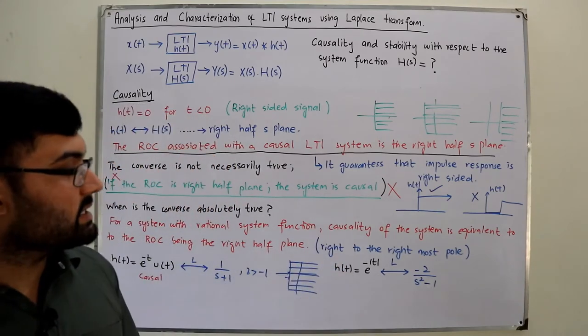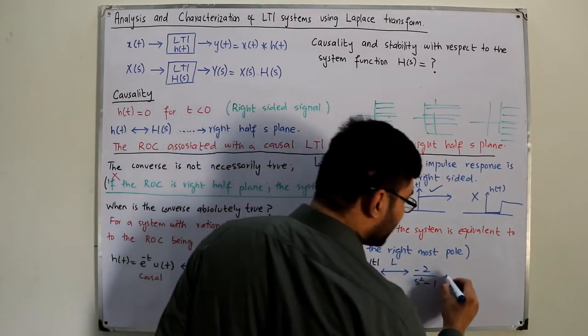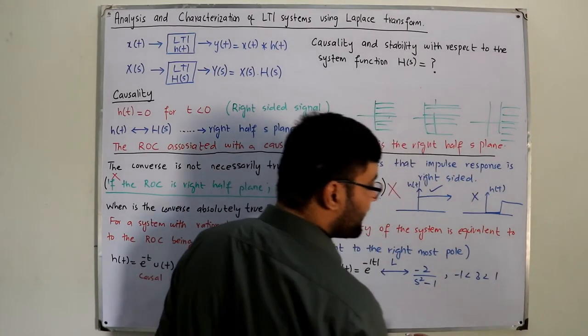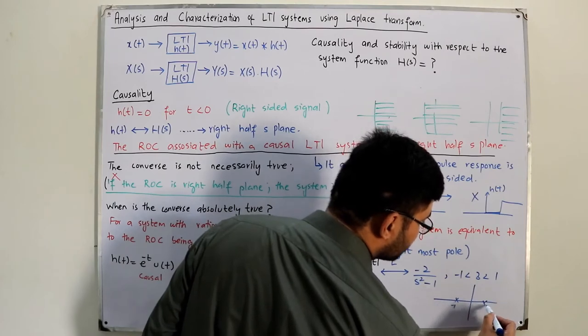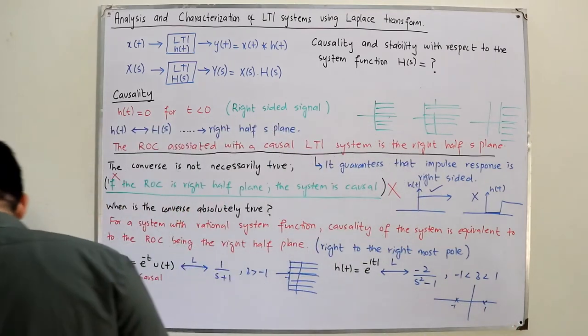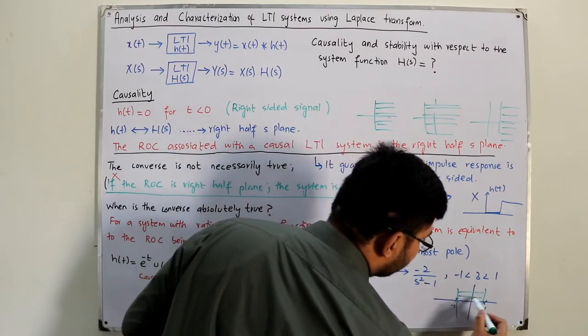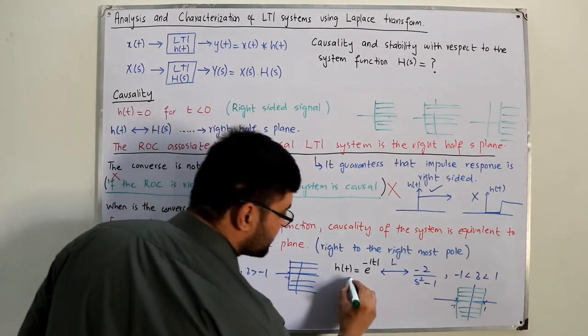So the Laplace transform is this, which means that the ROC would lie in between negative 1 and positive 1. So have a look. If this is negative 1, this is positive 1, your ROC would lie over here. So is it covering the right half plane up till infinity? No. So this is a non-causal system.